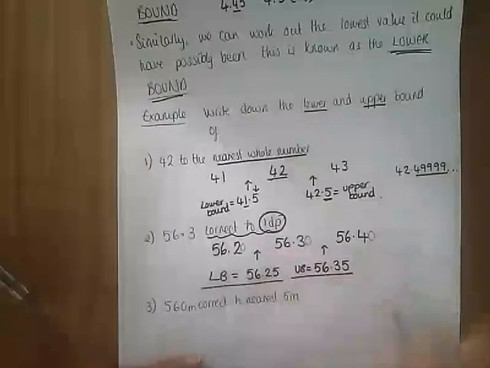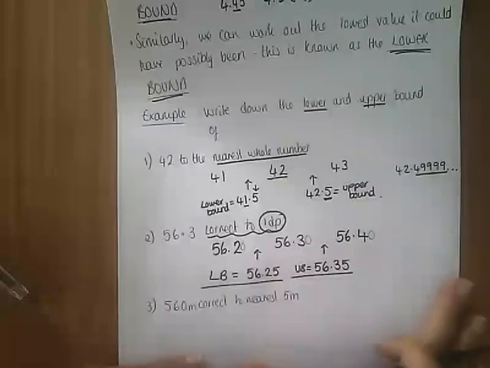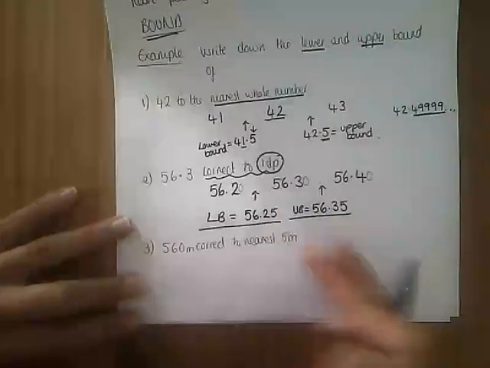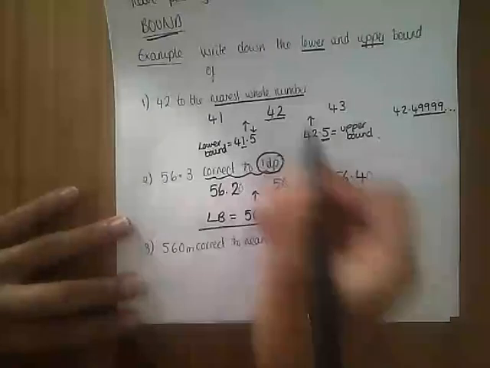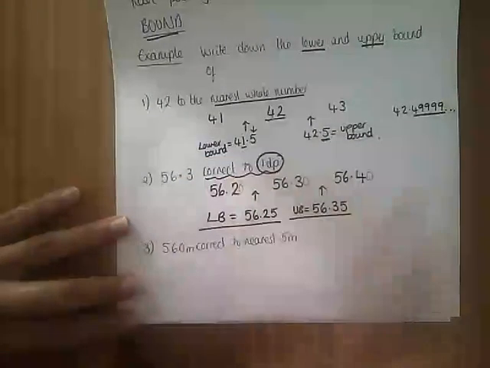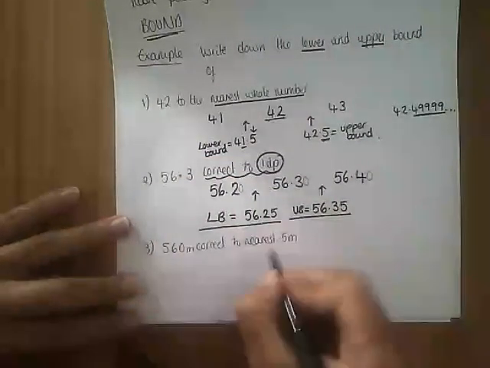I'm using LB for lower bound and UB for upper bound, okay? Hope that makes sense. Right, this next one's quite tricky. We're going to do lots of practice on this, so if this is confusing you, just try and follow these steps: you go one higher, one lower, halfway between. That's how you get the bounds. Okay, this one.